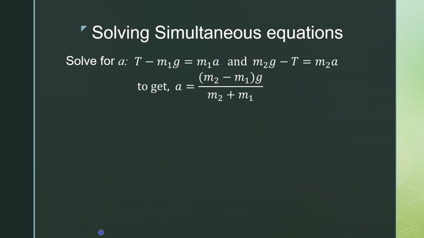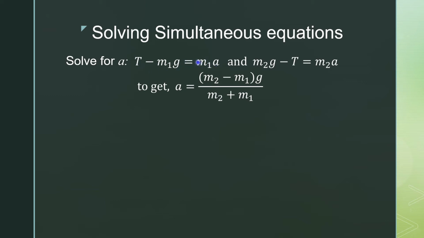In this question, you are asked to solve for A. The quantity T does not appear in the final answer. Therefore, you want to eliminate it. After you determine the quantity you want to eliminate, choose one equation from the given set of equations that is easiest to solve for. In this example, first equation is easier to solve for T. This is easier to solve for T.